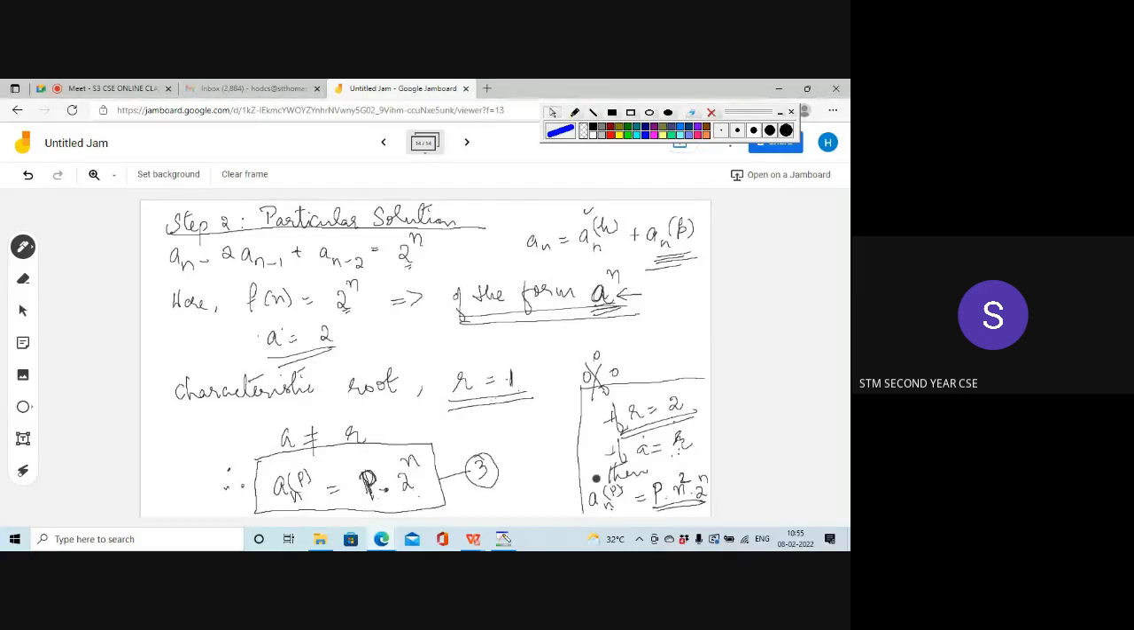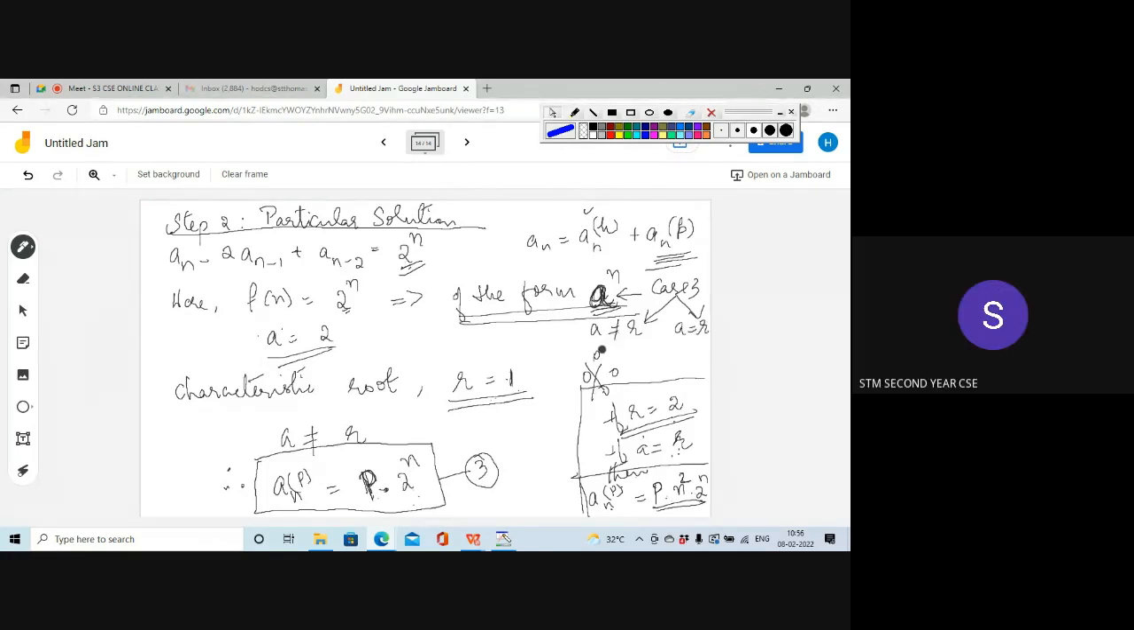Okay, so these are the two formulas that we have to study when we consider the third case where f of n is of the form 2 raised to n. If it is of the form 2 raised to n, then we have two cases. In this third case, 2 raised to n, or more generally a raised to n, this general form a raised to n is case 3. In this case, we have two sub cases: if a is not equal to r and if a is equal to r.